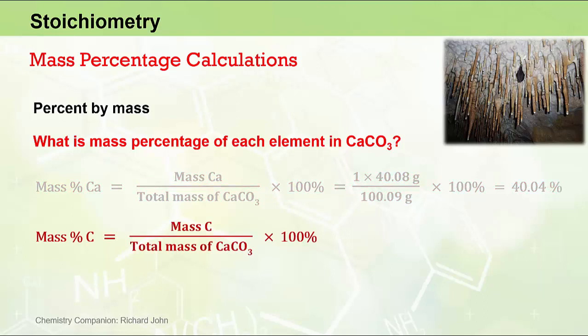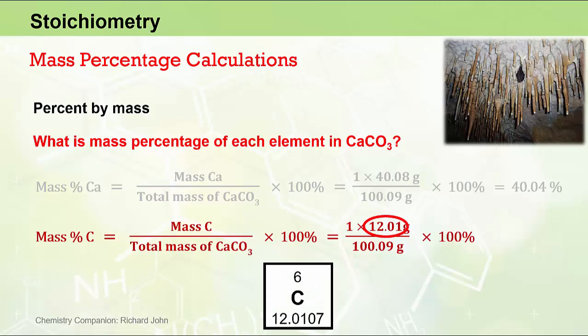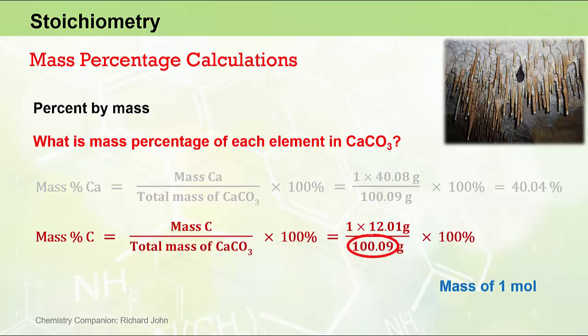We can do the same for carbon. The mass percent of carbon is the mass of carbon divided by the total mass of the compound. The contribution from carbon being 1 times 12.01 grams divided by the total mass, 100.09 grams. Remembering again that this value here comes from the periodic table for carbon, representing the mass of 1 mole of carbon, and that this is the mass of 1 mole of the entire compound. When we plug those numbers into our calculator, we get 12.00% as the mass percentage for carbon.